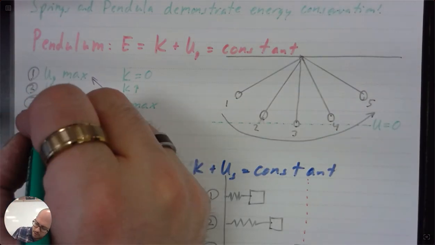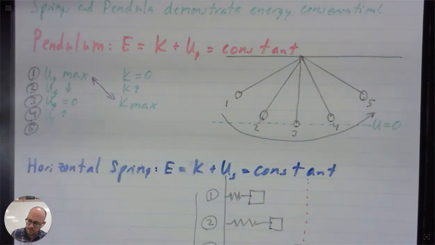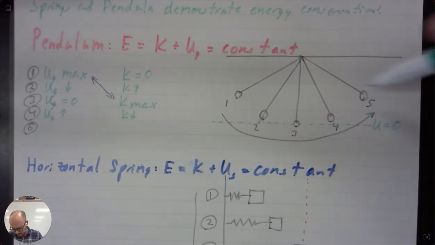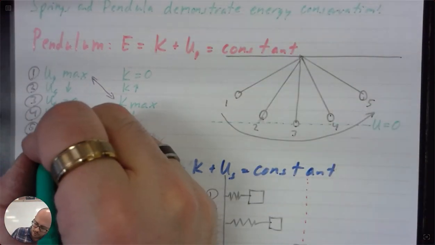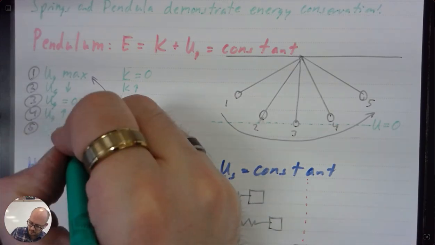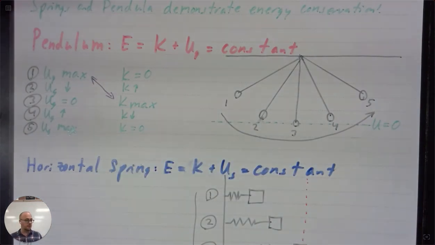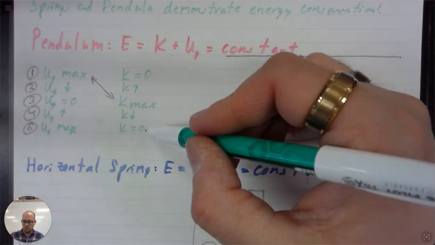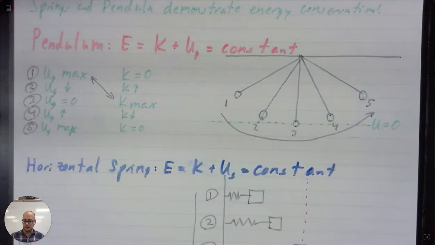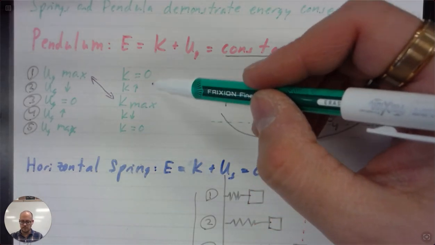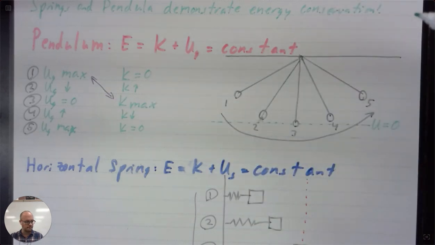In position 4, it's on the way up. So gravitational potential energy is now increasing, kinetic energy is now decreasing. When it gets to position 5, it's essentially at position 1 again. Those are at the same height, and so we have the maximum gravitational potential energy and a kinetic energy of 0. So those are the important values in the oscillation of a pendulum. Once that happens, it then happens exactly in reverse. So it goes from 5 to 1 again, and you just keep cycling back up and down.